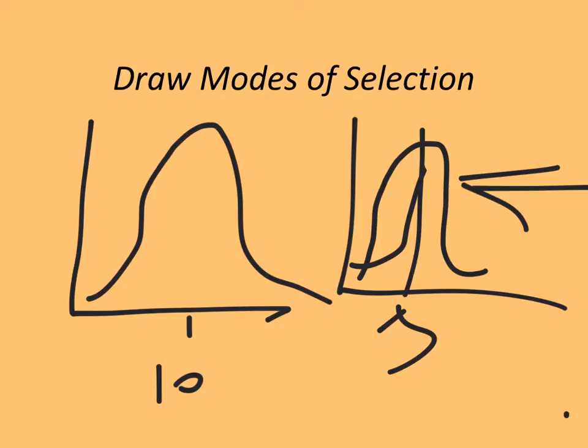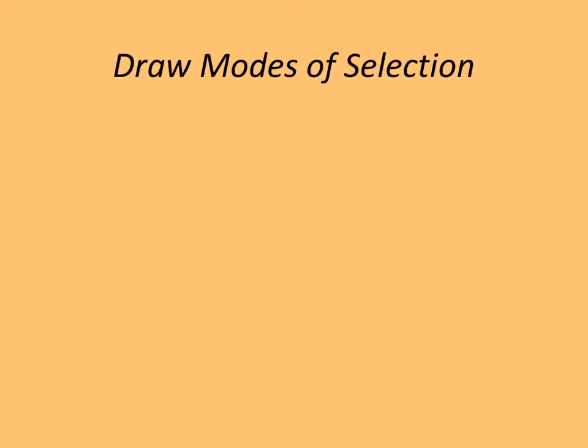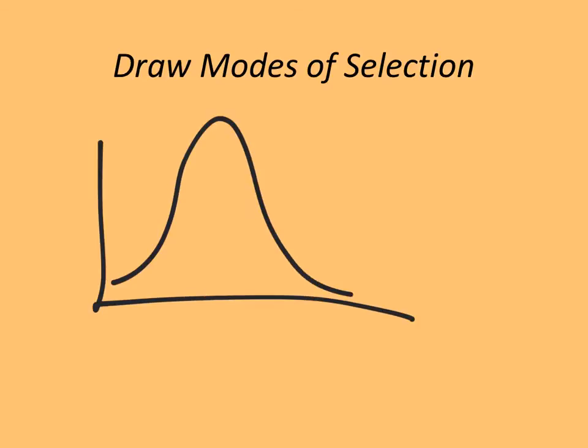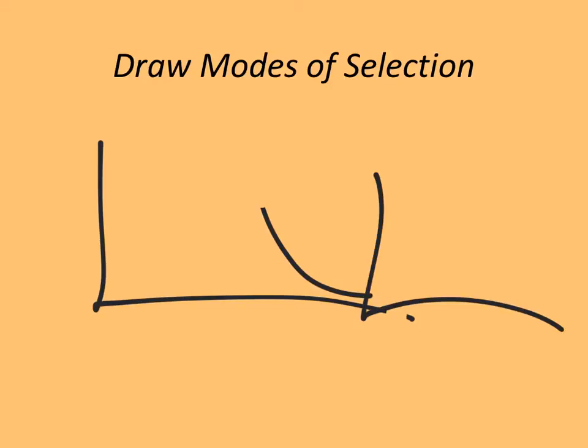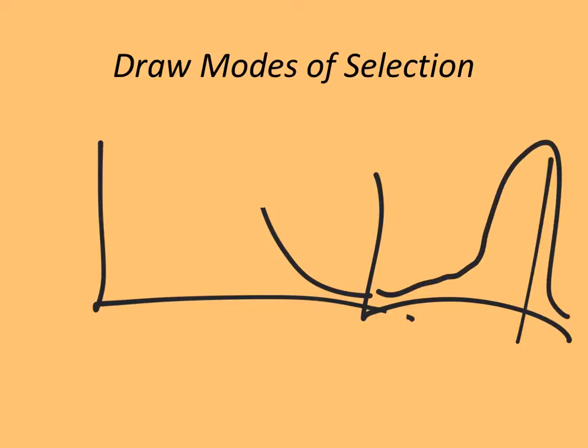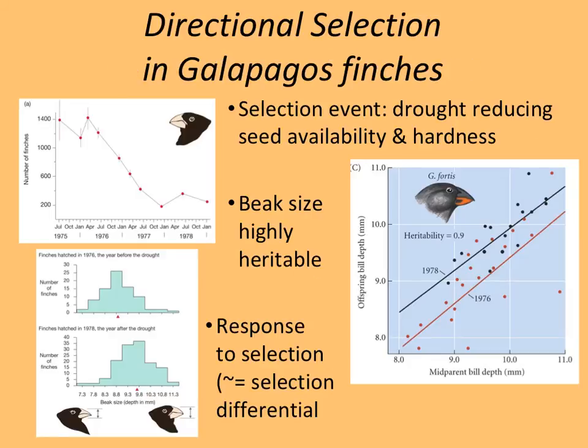You can also just as easily have the same sort of thing. And then the next population is that way. This is all directional selection.